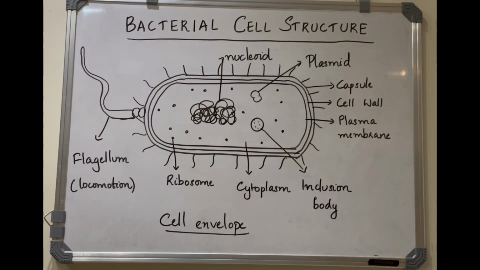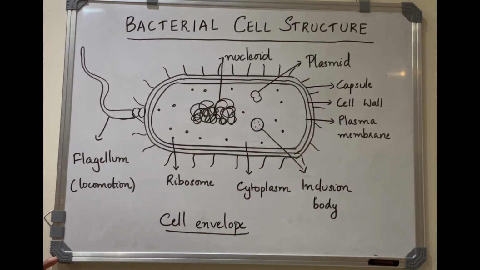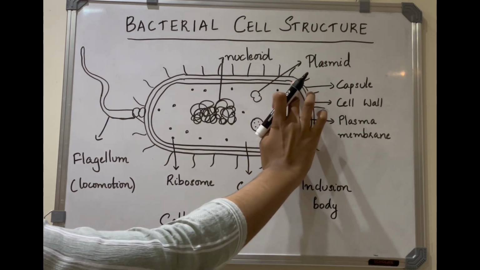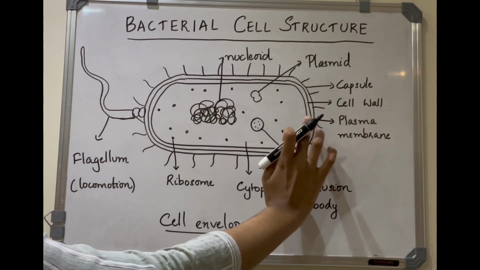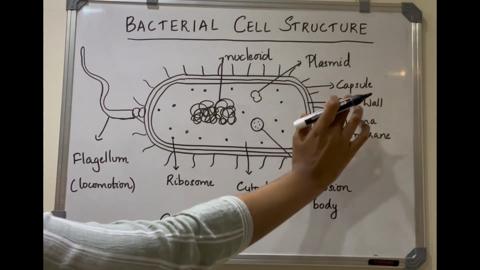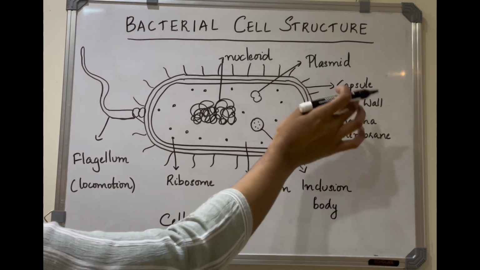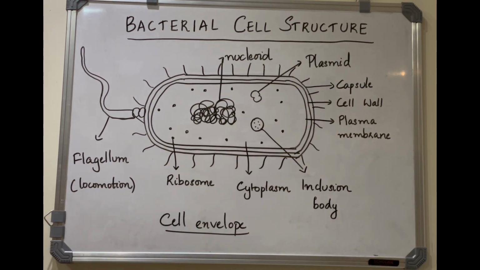As you can see, this is the structure of a bacterial cell. This bacterial cell is surrounded by several layers, which are collectively called the cell envelope. The innermost layer of the cell envelope is the plasma membrane, surrounding the cytoplasm. The bacteria also have a cell wall surrounding this plasma membrane. The outermost layer is called the capsule, which is present external to the cell wall. Certain bacteria will also have a slime layer instead of this capsule.